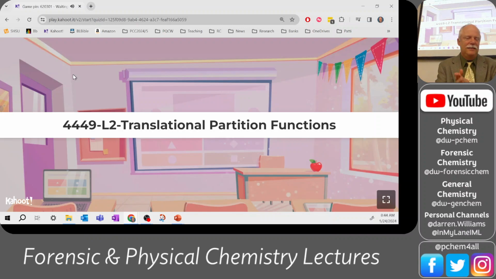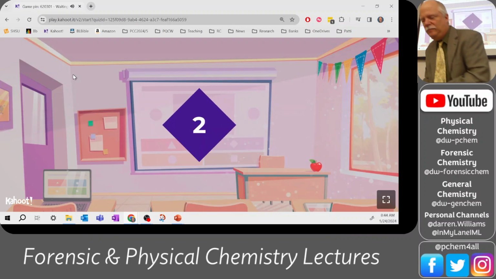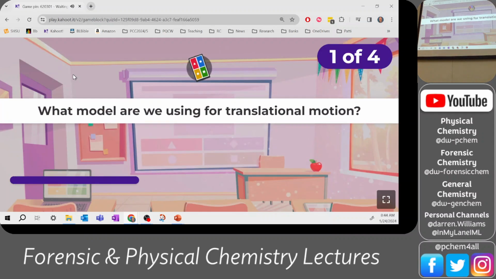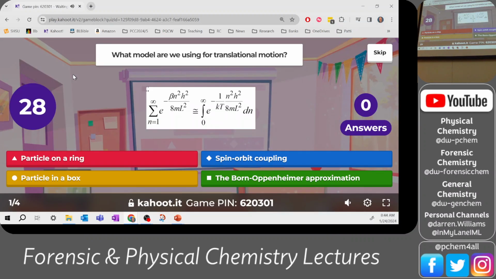Okay, so let's test our brains. What model are we using for the translational motion?